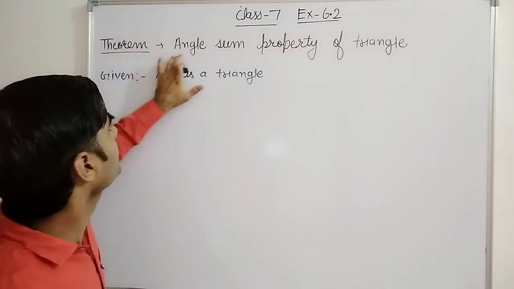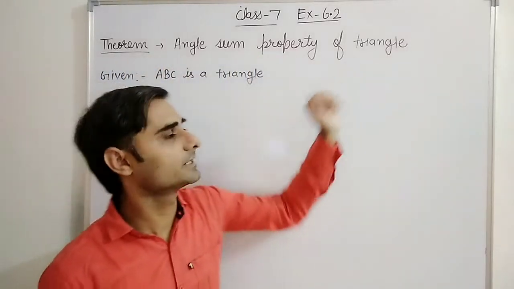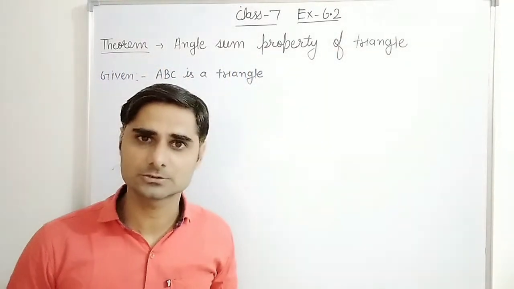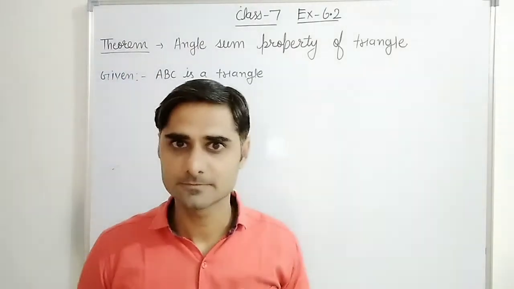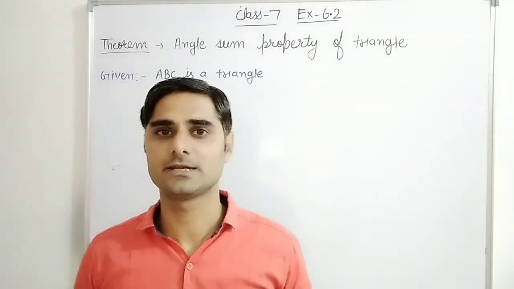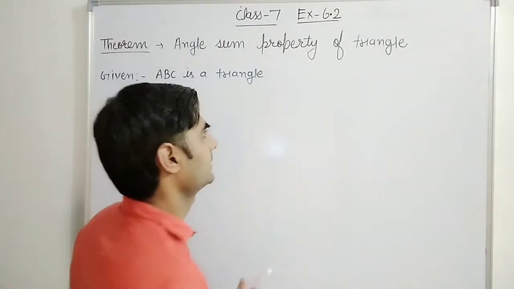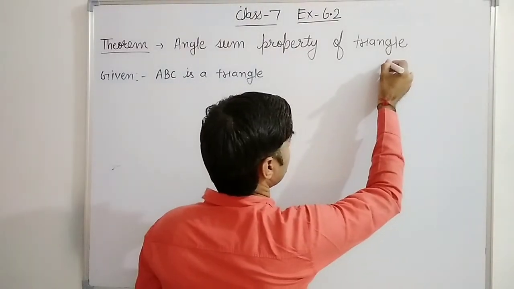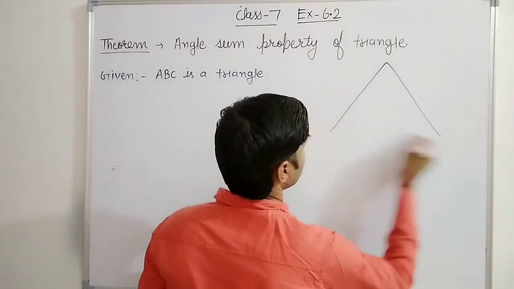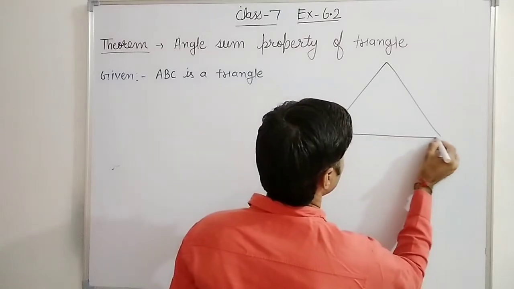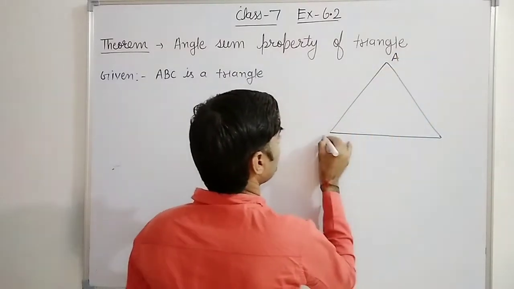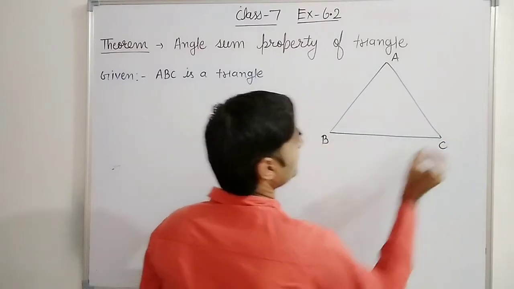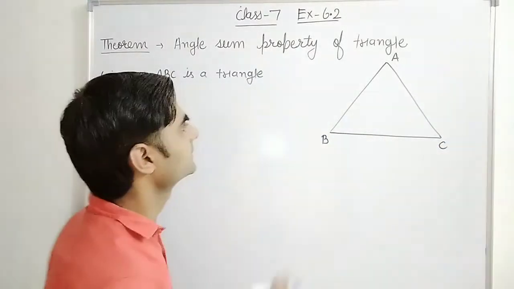First of all we will write the angle sum property of a triangle, or we can write the statement here also: the sum of all interior angles is equal to 180 degrees. Like one triangle is there, I am just drawing it here. See, this is a triangle. The name of this triangle is ABC. Okay, this is a triangle.